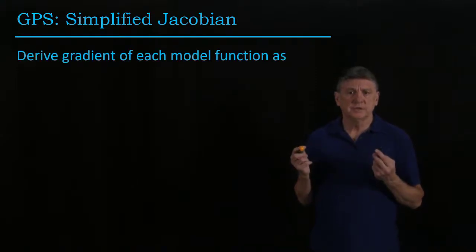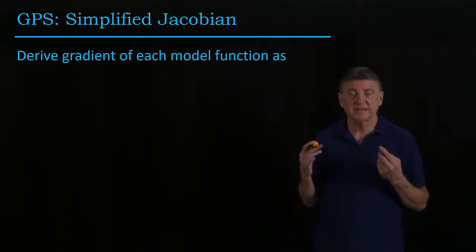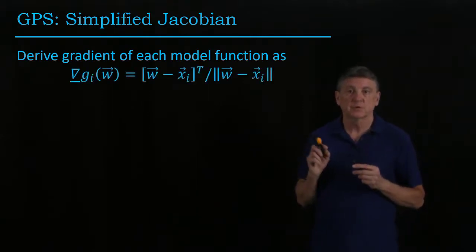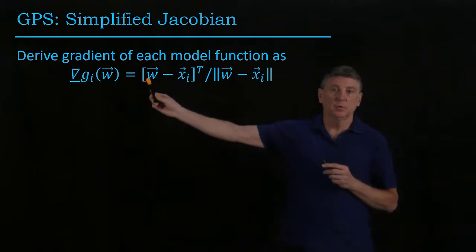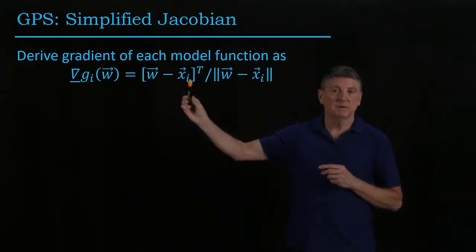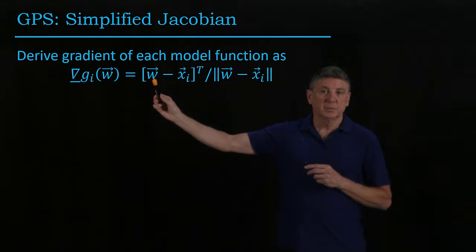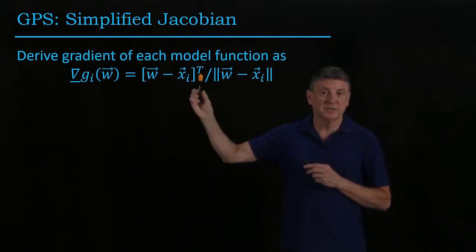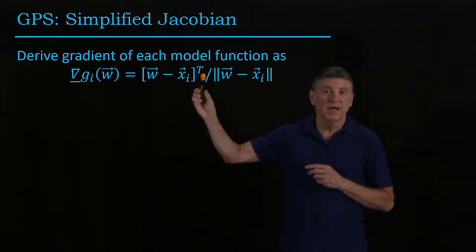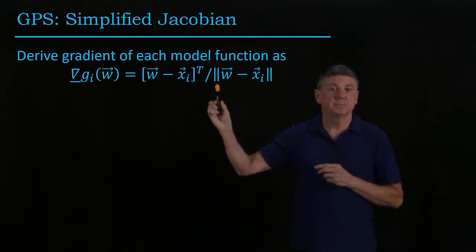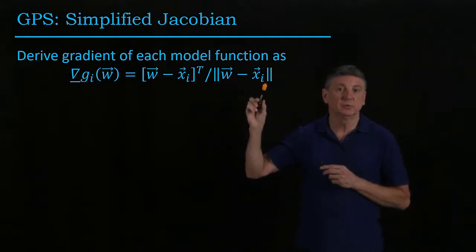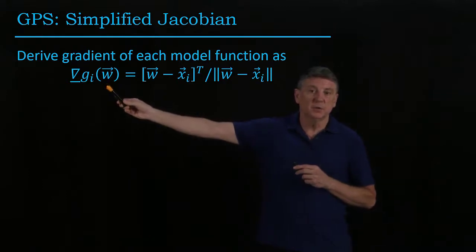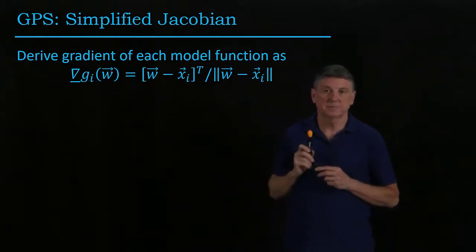When we do this, I encourage you to take these functions, write them out, and actually find this gradient for yourself. The gradient of each one of these will be the transpose of the difference between the proposed receiver location and the satellite location at the time of sending, and then we transpose that so that it's a one form, and then we divide it by the ordinary L2 or Euclidean norm of that distance. So each one of these will be a nonlinear function.